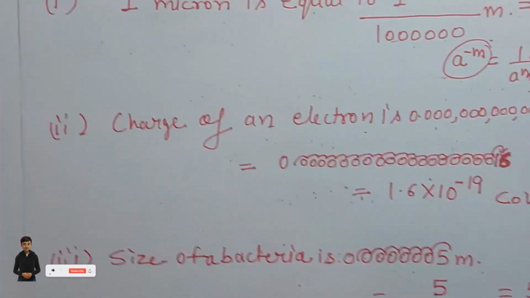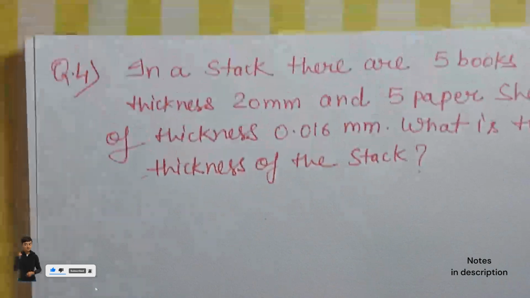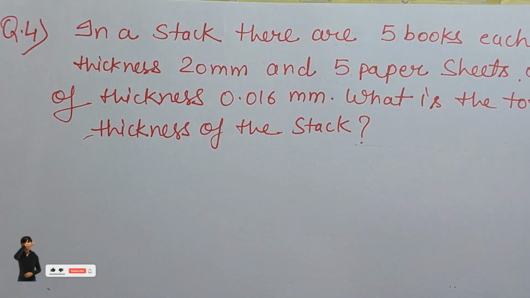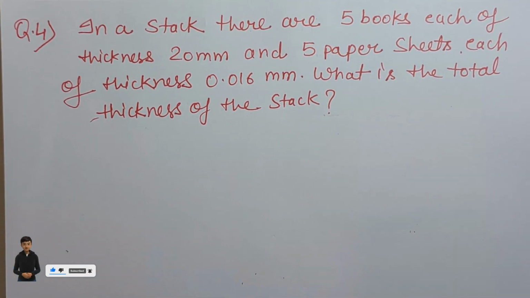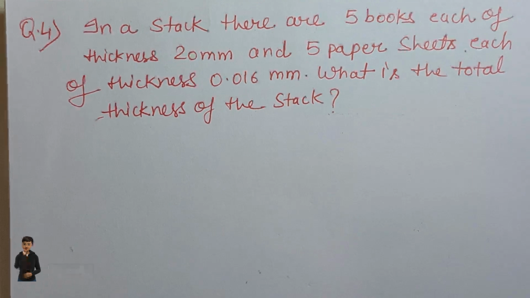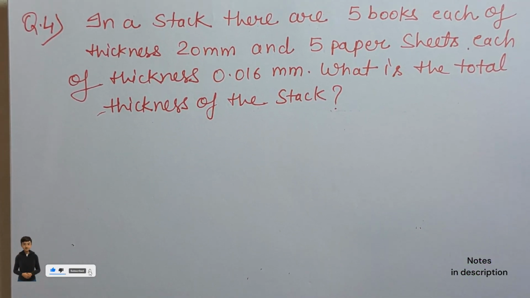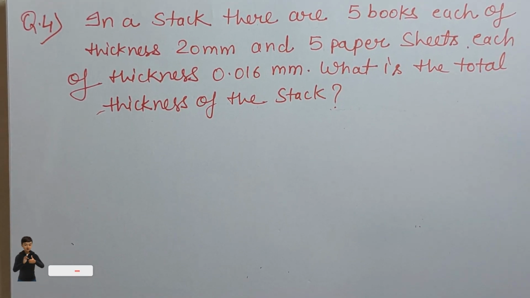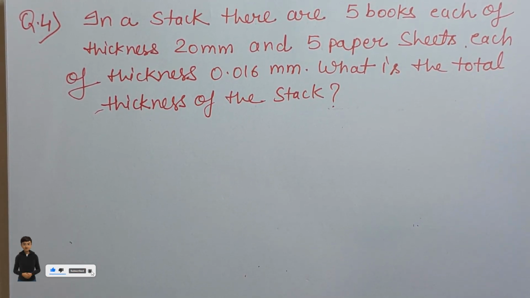Now move to the last question of this chapter. Okay, last question of chapter Exponent and Power, exercise 10.2. The question is, in a stack there are 5 books, each of thickness 20 mm, and 5 paper sheets, each of thickness 0.016 mm. What is the total thickness of this stack?